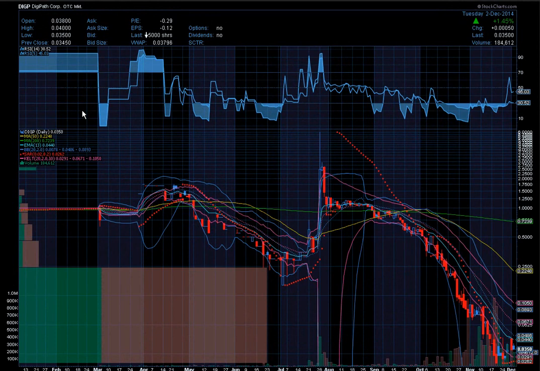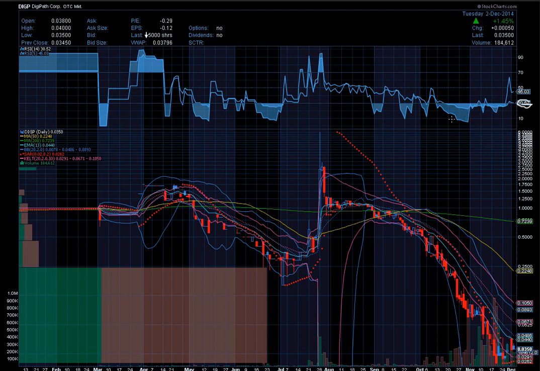I wanted to take a second to talk to you about the stock chart for DIGP, DigiPath Corporation, which is an OTC Markets traded stock. So we're going to start from the top and work our way down here. We'll start with the RSI, which shows the relative strength of the stock, and we're going to pay attention first to the 14-period RSI, which is currently at 30.52.